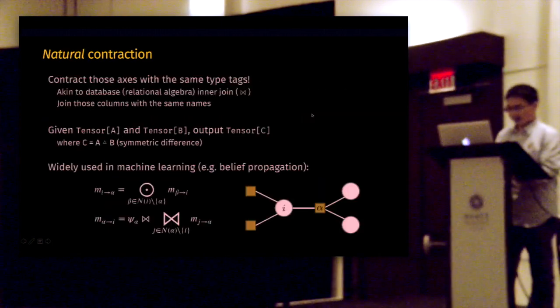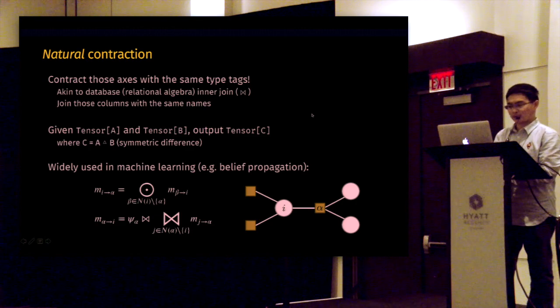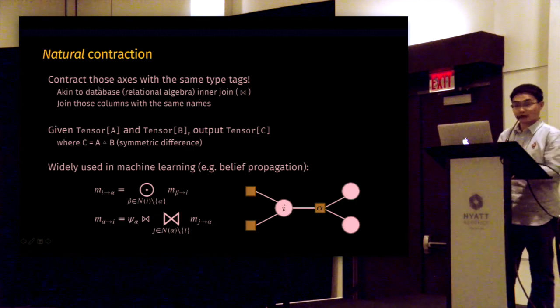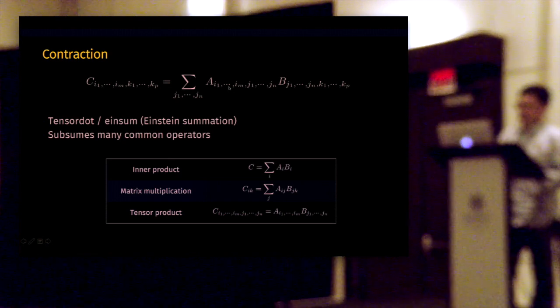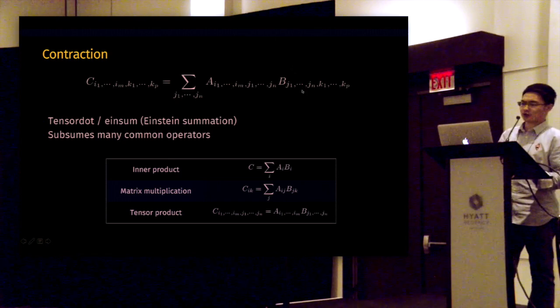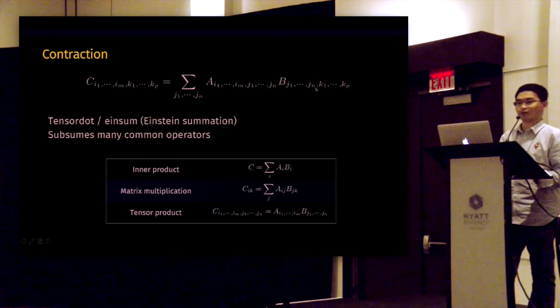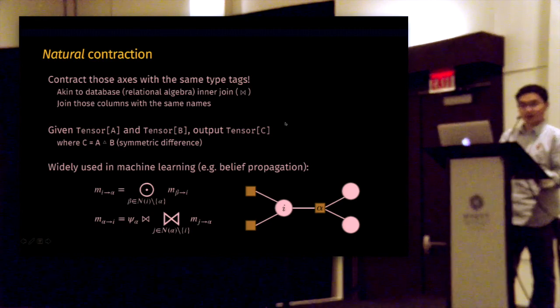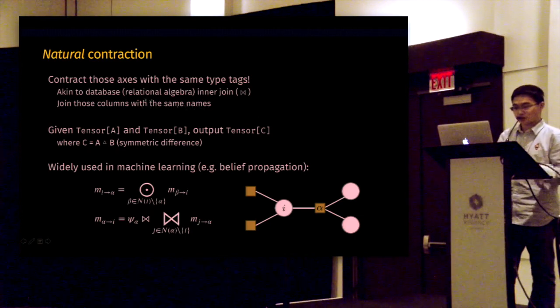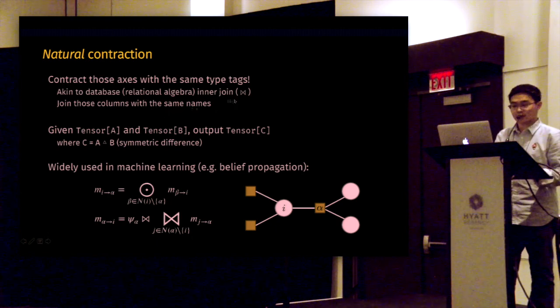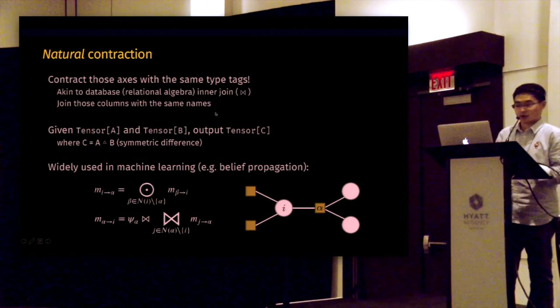So we proposed natural contraction, because in Python you would say that given A and B, we want to contract the first axis of A and the second axis of B. That's how we write it in Python. But here, because we have type tags on each dimension, we would like to do it just like an inner join in databases, where we join those axes with the same names.